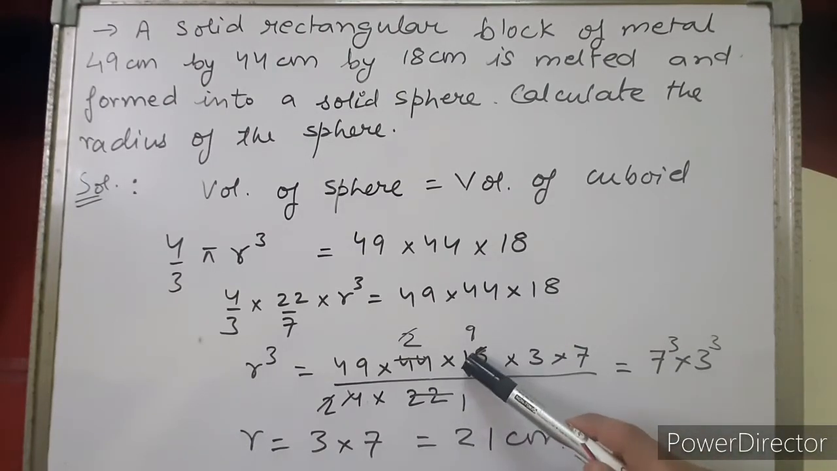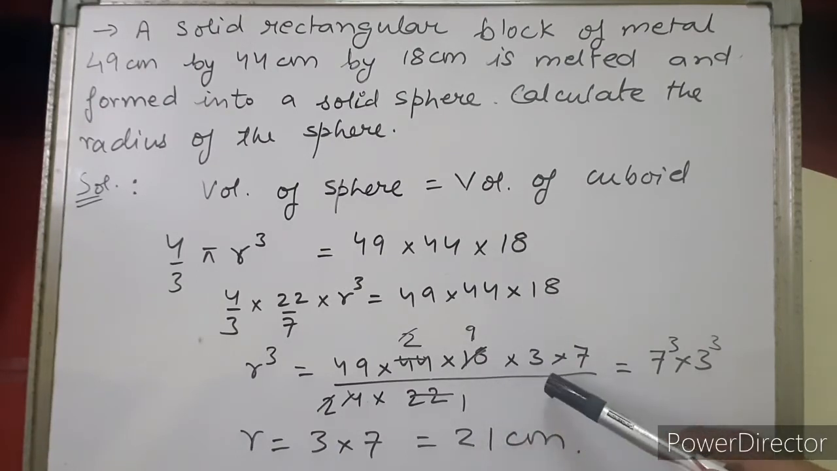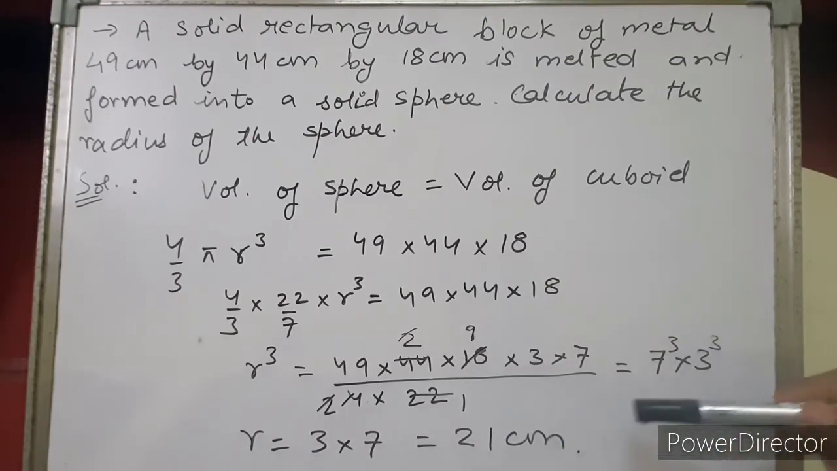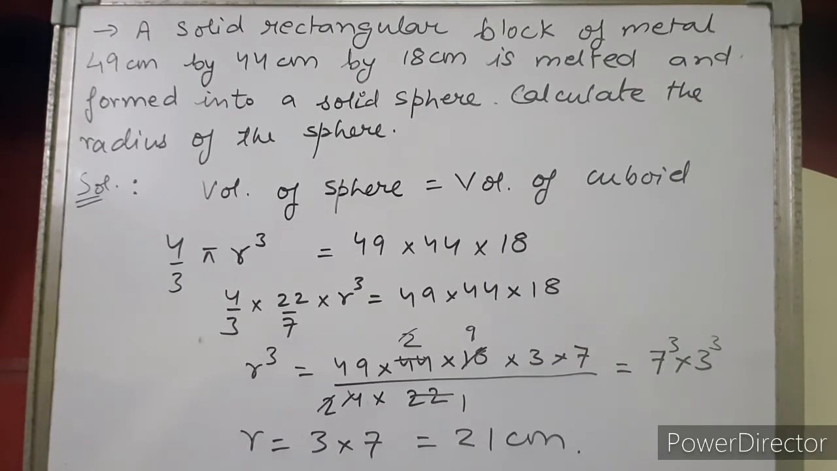Again here we will get 9 into 3, that is 27, and 27 can be written as 3 into 3 into 3, that is 3 cube. So the value of r cube is 7 cube into 3 cube. So the value of r, on taking cube root both sides, will be 3 into 7. 3 into 7 is 21 centimeters.